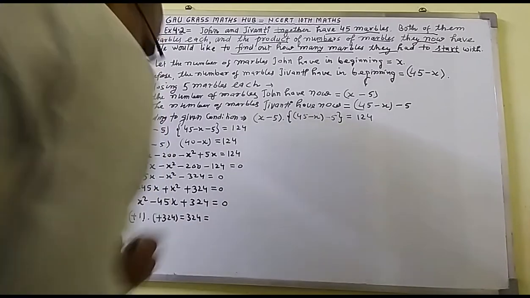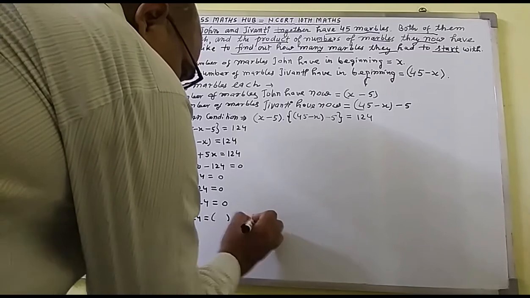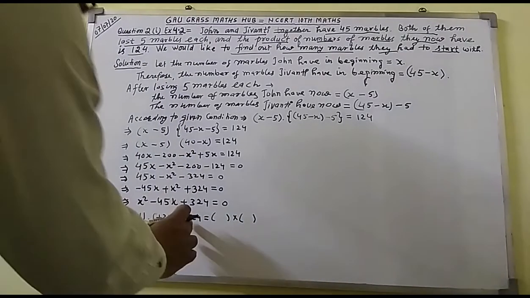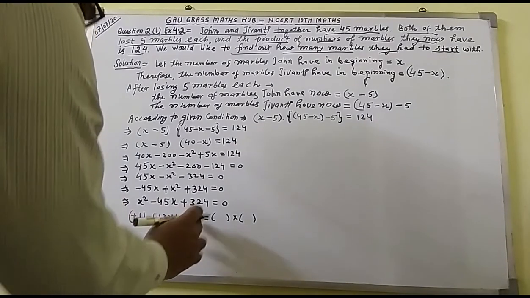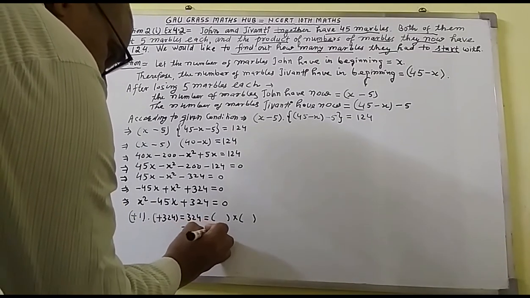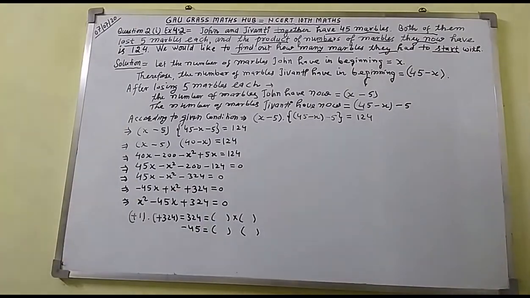324 equal to, make here two boxes like this. Here the multiplication sign is fixed. Just below plus 324, right here minus 45 equal to, make two more boxes again.